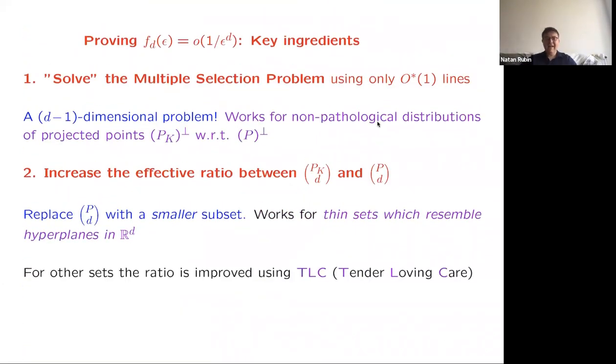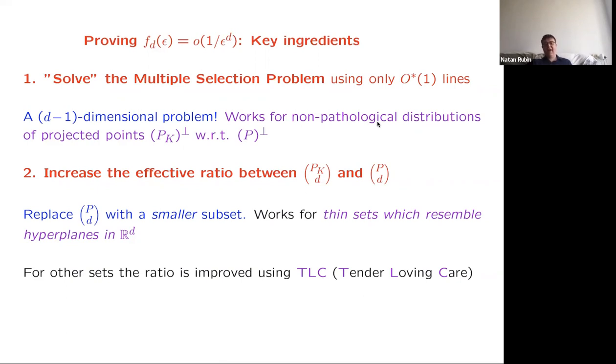So our approach to address these obstacles follows the following general plan. First, we have to pierce many simplices in our convex sets without knowing what they are, using only a near constant number of lines. And this can be achieved provided that the points of our convex sets are well distributed in the one-dimensional projection.